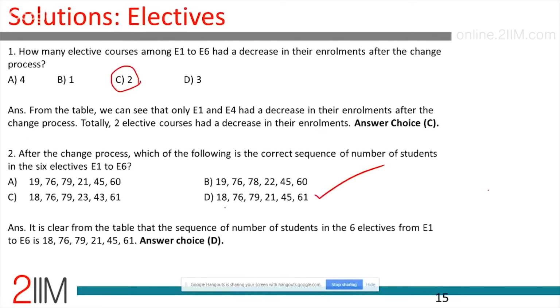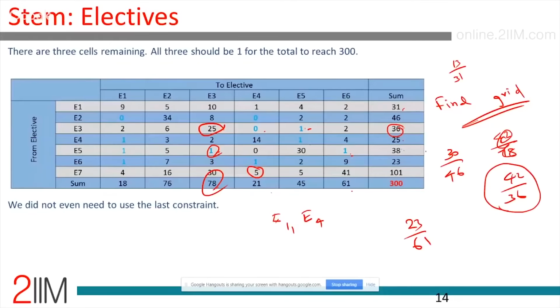Sorry, E3 or E6? The answer says E6. I'm going to look at this. It is 23 to 61. I looked at 38. Sorry about that. 23 to 61, that's a change of 38 by 23.